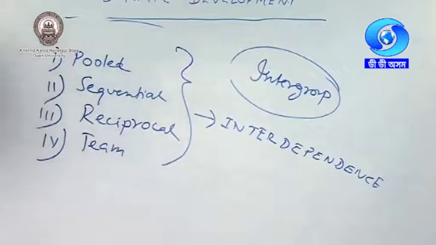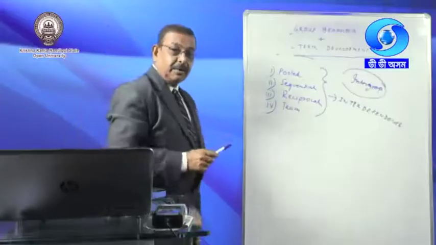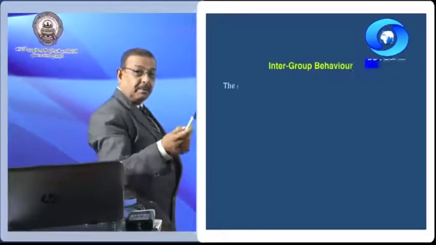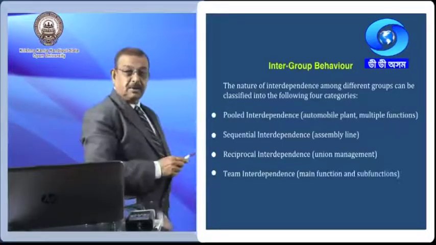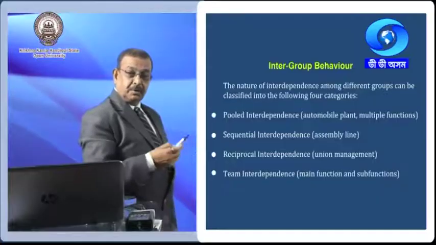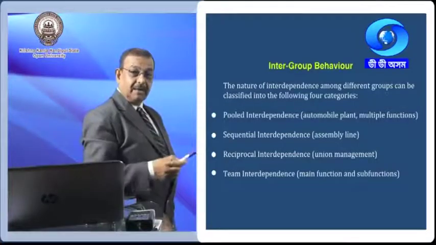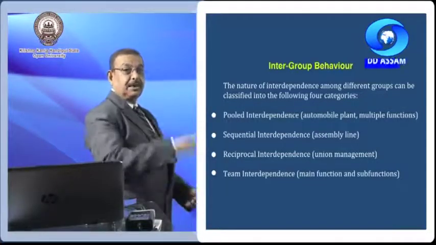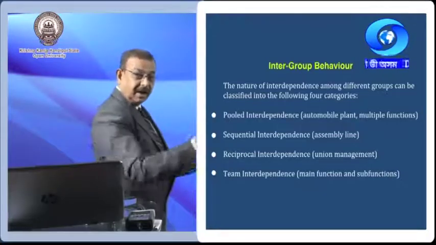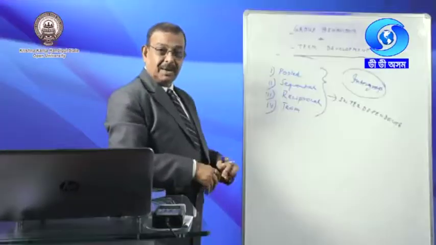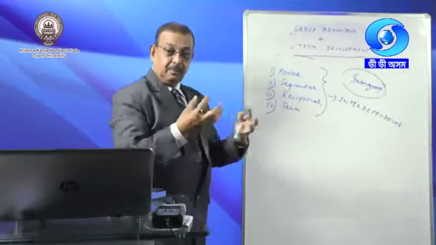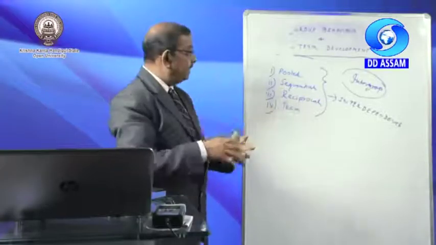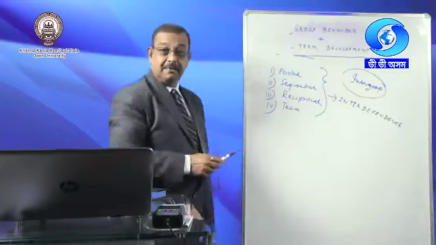The pooled interdependence. So think about an automobile plant. The automobile plant will have multiple functions. Manufacturing of an automobile will require carburetor, will require bearing, will require color, will require mattresses, will require mirrors, will require glasses, like so many components. If one thing is missing, the entire thing will go wrong. So it's pooled interdependence. Then only they can work in a very cohesive manner.